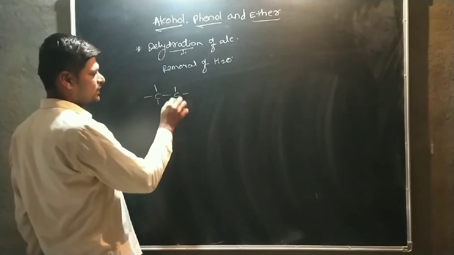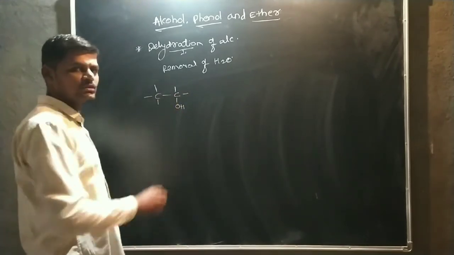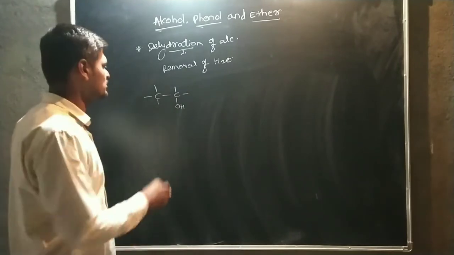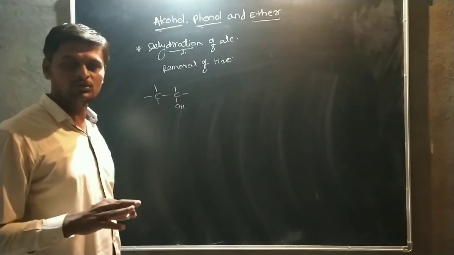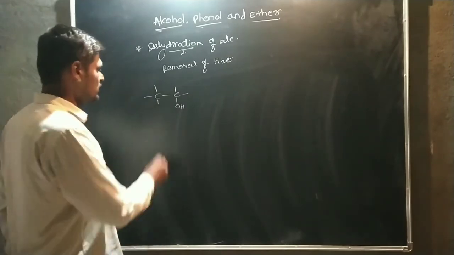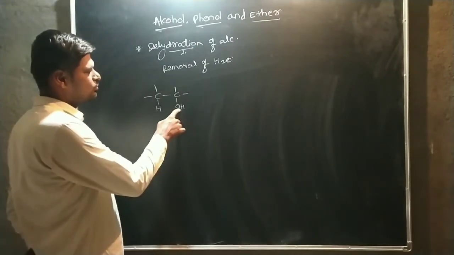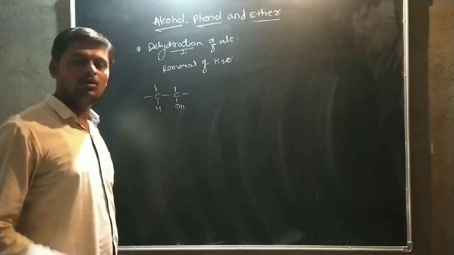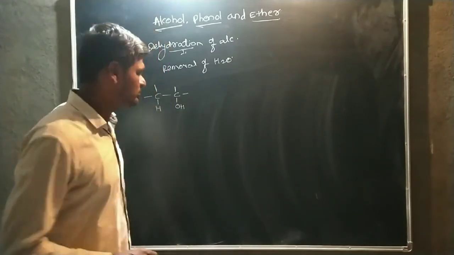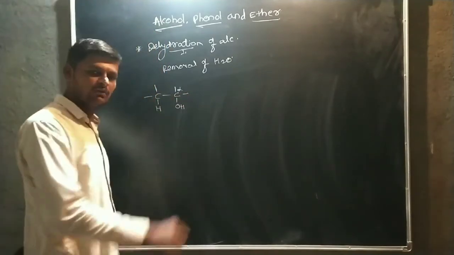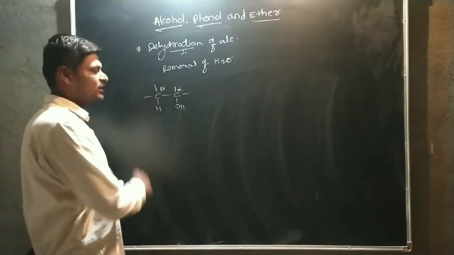Then this hydroxyl group is directly attached to this carbon atom, and the remaining valences of these two carbon atoms are satisfied by hydrogen or any alkyl group. Here one hydrogen is written. If the hydroxyl group or any functional group is directly attached to a carbon atom, then this carbon atom is considered the alpha carbon, and adjacent to that alpha carbon there is a beta carbon.